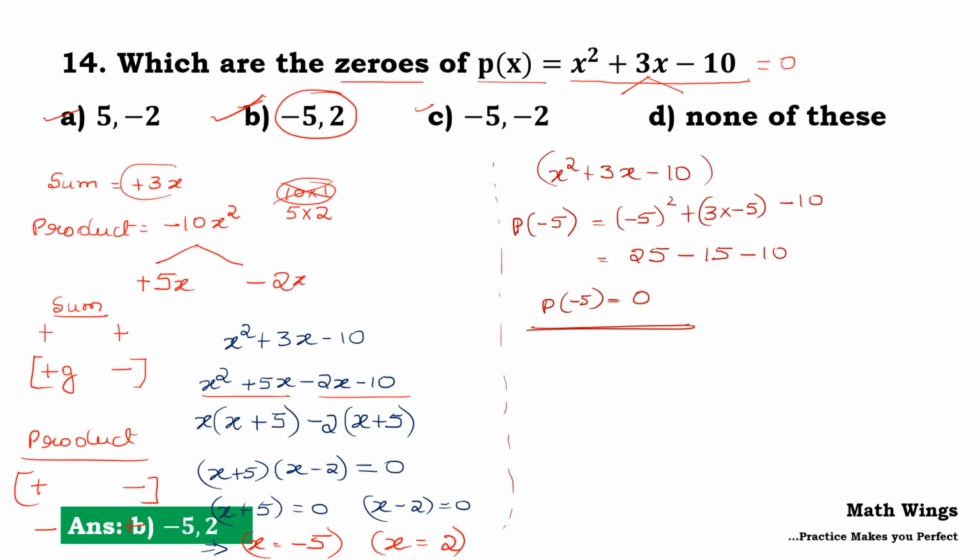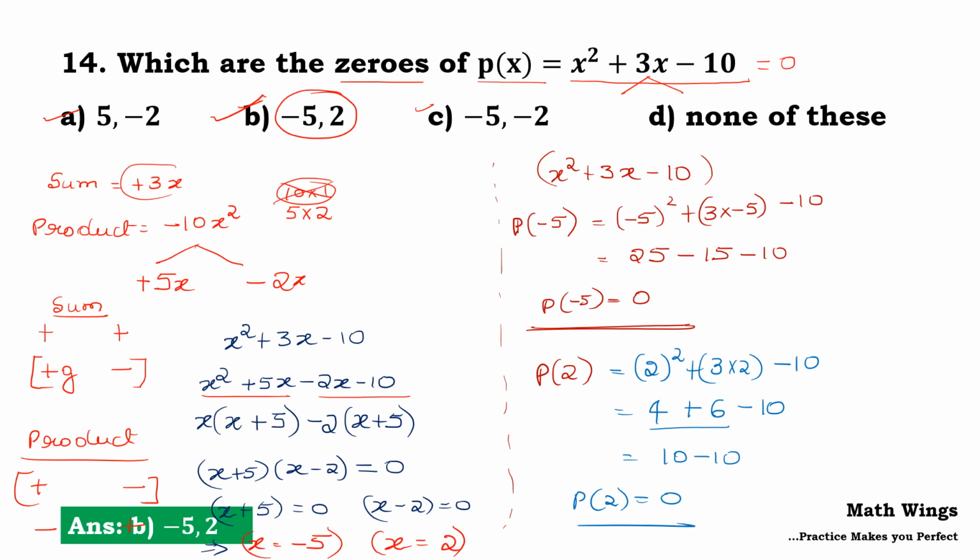Now let us see the next value, that is 2. We'll find P of 2, that is equal to 2 whole squared plus 3 into 2 minus 10. This is equal to 2 squared, that is 4, plus 3 into 2 is 6, minus 10. So 4 plus 6 gives us 10, minus 10, that is equal to 0. Therefore, even 2 is the zero of the polynomial. Therefore, whatever option we have selected here, that is the correct answer.